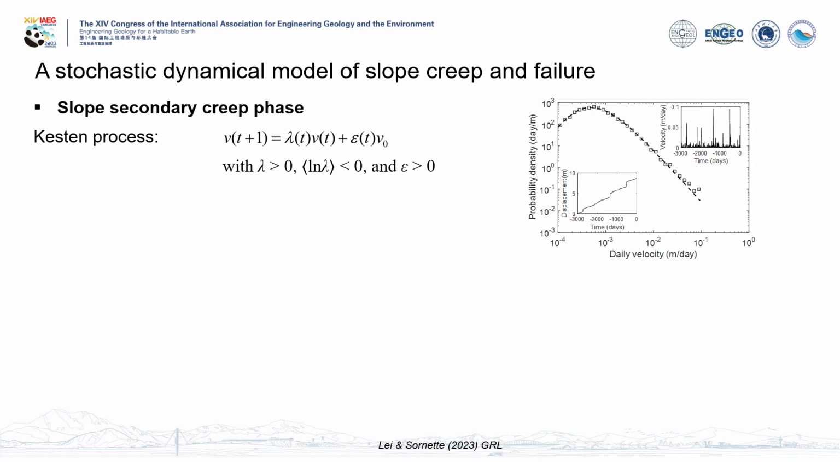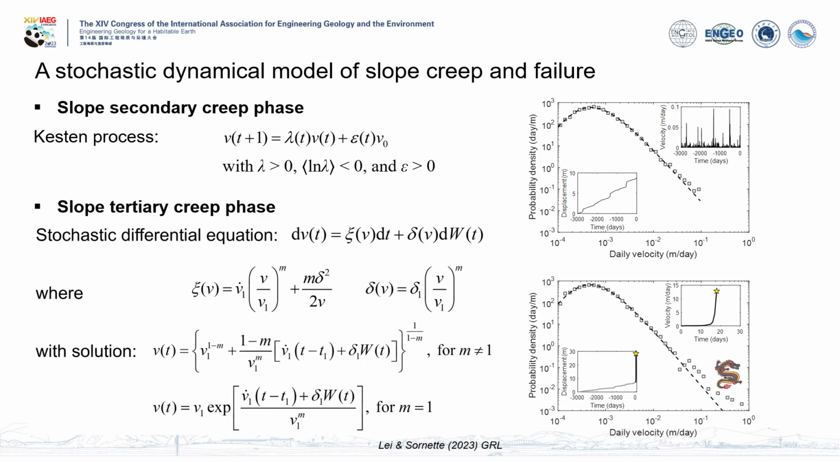Recently, I have developed a stochastic dynamic model to simulate the landslide displacement time series by modeling the secondary creep using the Heston process, which can nicely capture the emergence of inverse gamma distribution. I also modeled the slope tertiary creep using a stochastic differential equation, which is the stochastic version of Voight's law, and it can nicely capture the emergence of Dragon Kings. These simulation results provide a very good mechanistic support to my forecast method.